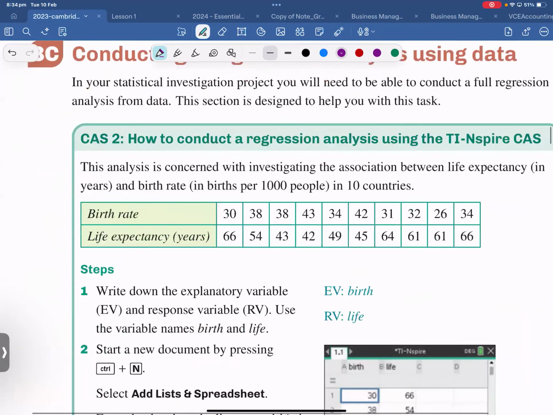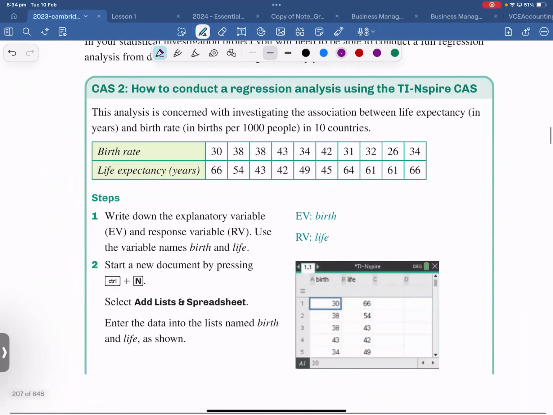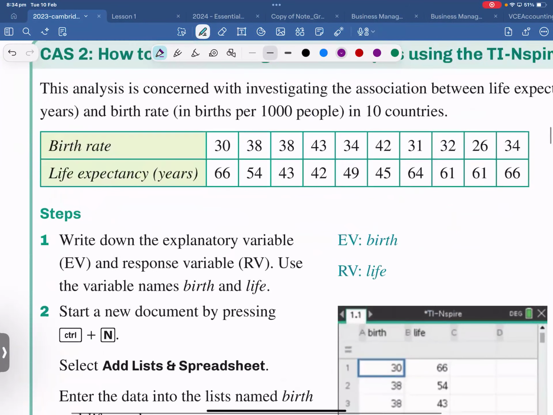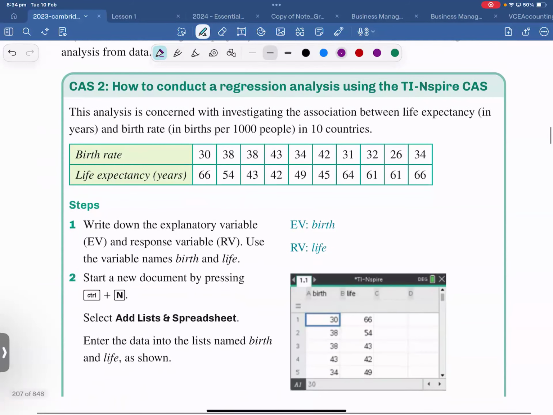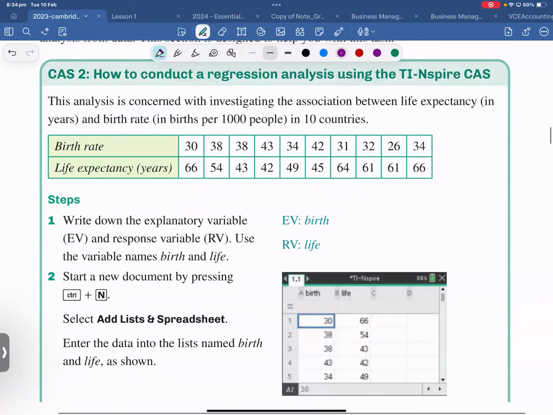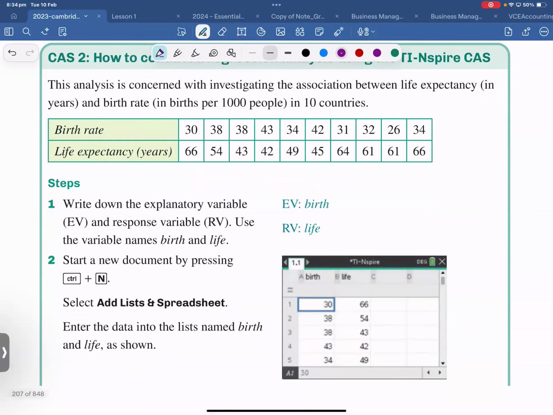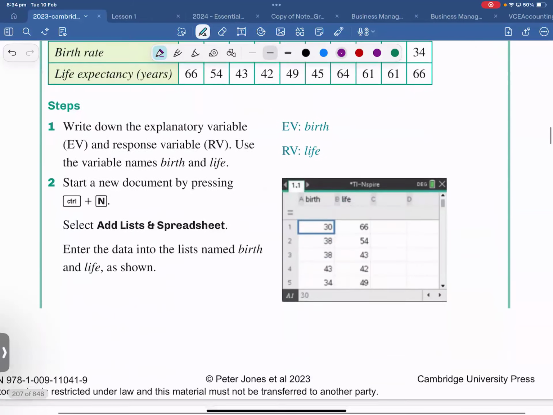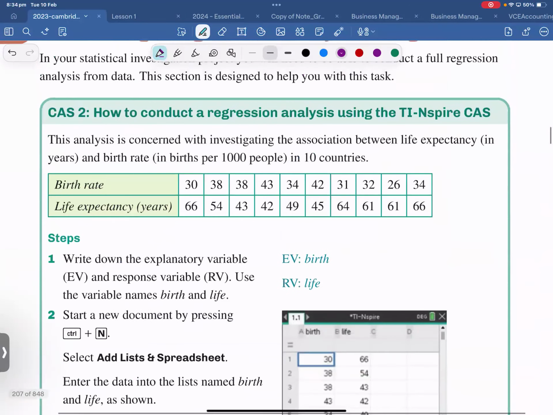For 3C, we are going to use the CAS to run the regression line. So what do we do? Look at the steps. I think all of you have it, except you, yes? You have a ClassPad? You are having a ClassPad, but it is technically a similar thing, right? You would be using a new document, then you have to enter the data one by one.